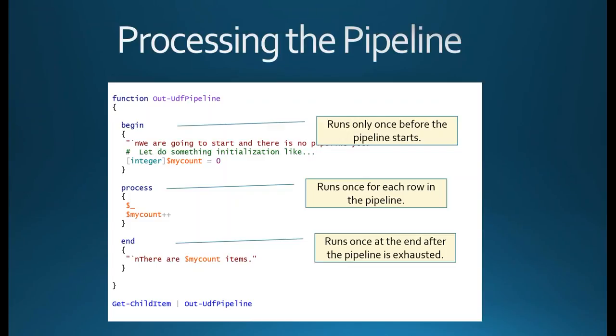And at the bottom you can see an example of calling Get-ChildItem and then piping it into Out-UDFPipeline. So it's going to take basically a directory and pipe it into the Out-UDFPipeline, which is going to start out by printing a message at the top, then it's going to do the process, and then it's going to say there are so many items. And I actually used that at the very beginning of the presentation. So that's the main thing on this. I would encourage people to use the pipeline. It's very easy to write code for, and it really is one of the nicest things about PowerShell.